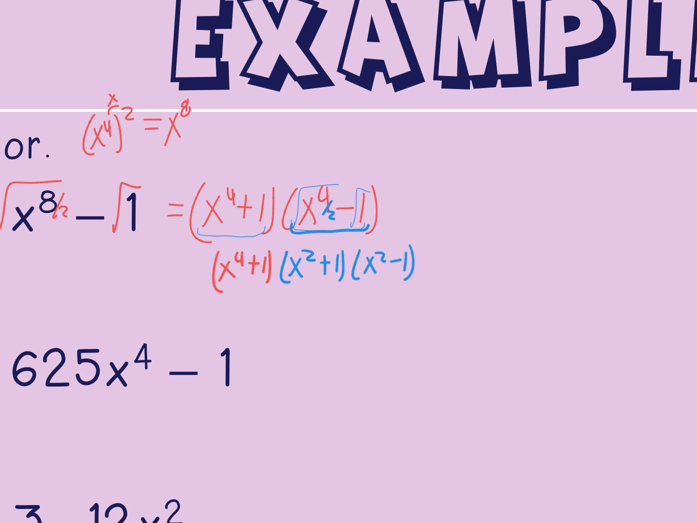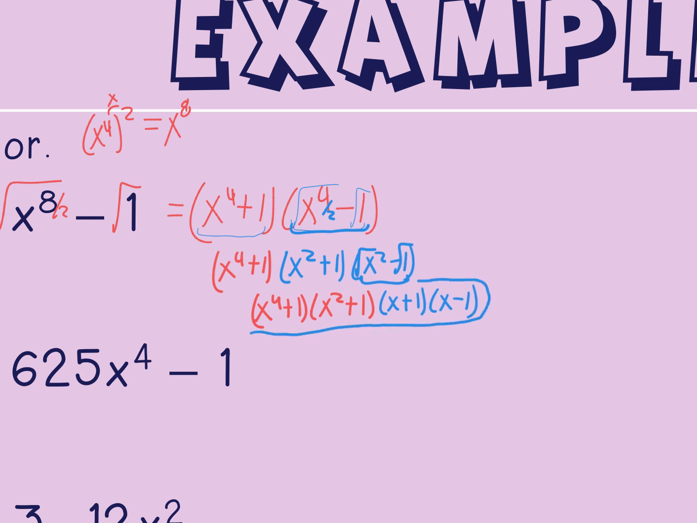Now once again, look at your parentheses, see if there's anything more you can do to the insides. Anything with a plus, there's nothing I can do to those. So it's going to be an x to the fourth plus 1, x squared plus 1. But this x squared minus 1, this is another difference of squares. So I get an x plus 1 and an x minus 1. And now when you look inside each of your parentheses, there is nothing more you can do to that. This is your final answer.